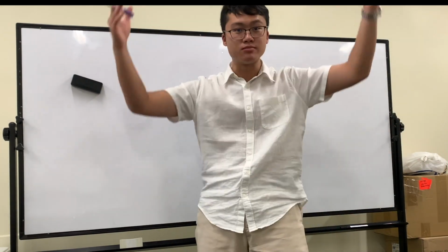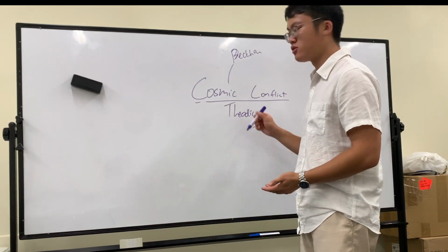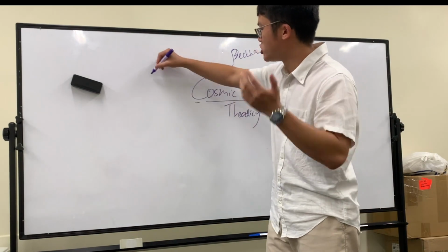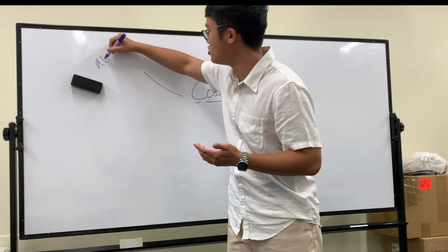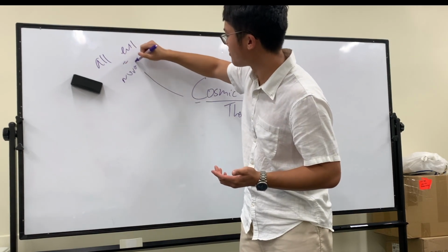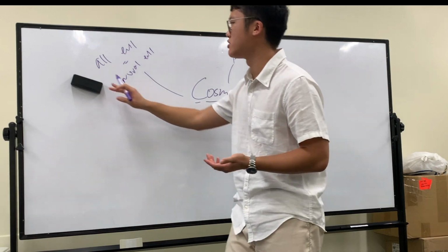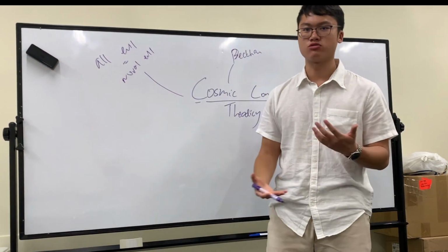Some tsunami randomly happens out of the blue. Surely God cannot allow that to happen. The cosmic conflict theodicy attempt is to reduce all evil to moral evil. All evil is moral evil. Now you can say, well, why is that the case? How can someone argue that all evil is moral evil, natural evil or not?